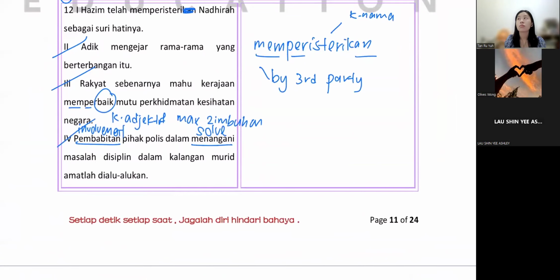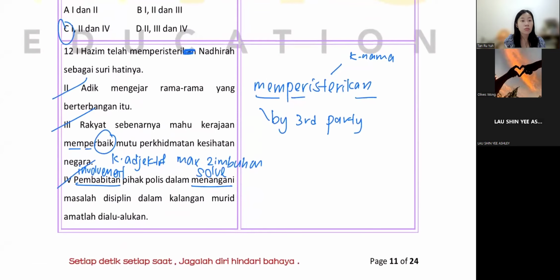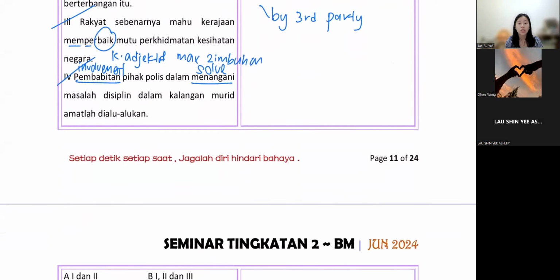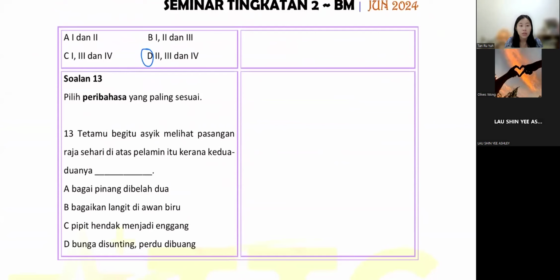Memperistirikan, they will come up in the exam, so you need to know. Okay, now let's go for question 13. Eldon, can I continue? So far, any questions? Dana? Like 3, 2, 1. Let's go for question number 13.